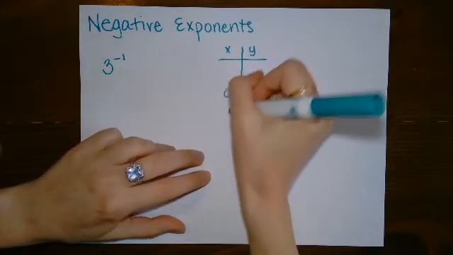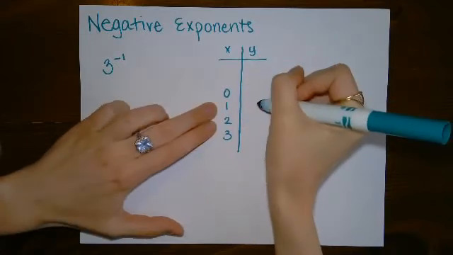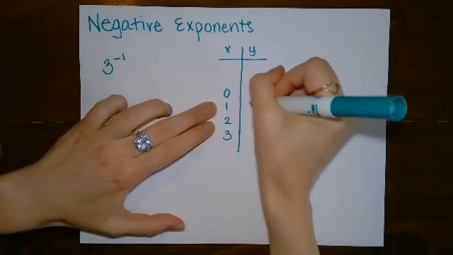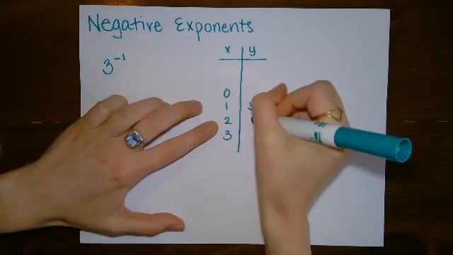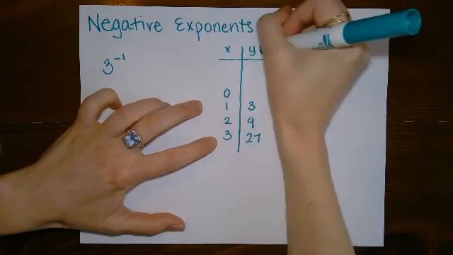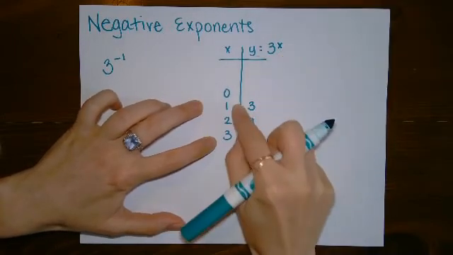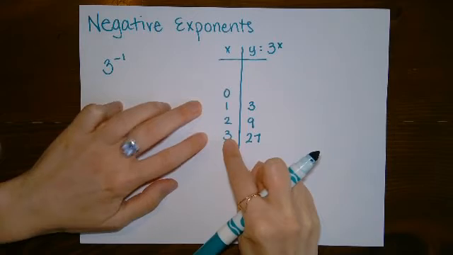So in order to show you how this works, I'm going to use a table. I'm going to skip down a few for now and just do some powers of 3. So 3 to the first power is 3, 3 to the second power is 9, 3 to the third power is 27. So this is the function y equals 3 to the x power. The x gives you the exponent.